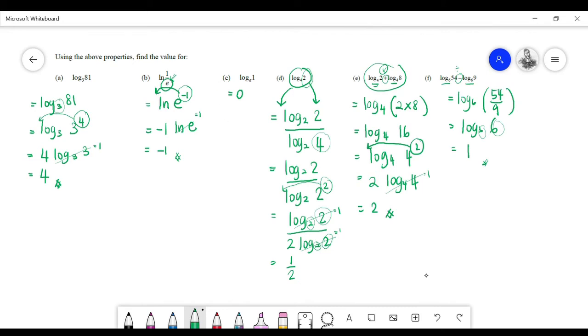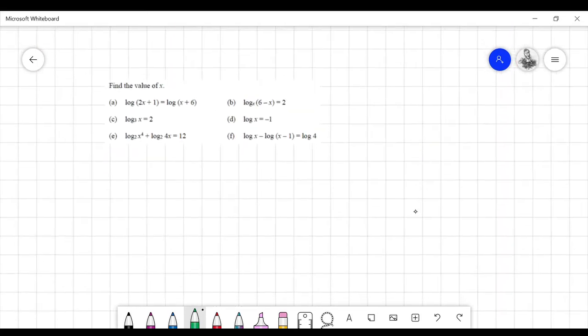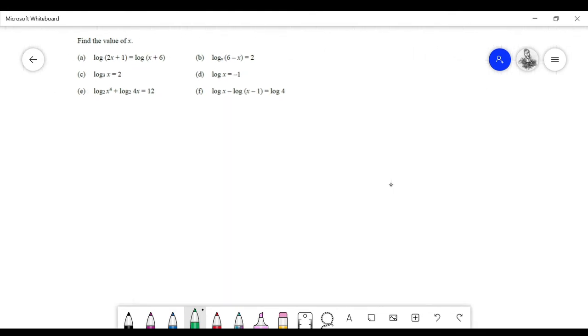Okay, so now we look at another example here. Find the value of x. Remember, logarithm needs to have the positive value of argument. So remember that. Okay, this one, for example, example A, you have log here. This one, the same log here. You can just write down the argument. No need to write down the logarithm. So, okay, I write down the question first.